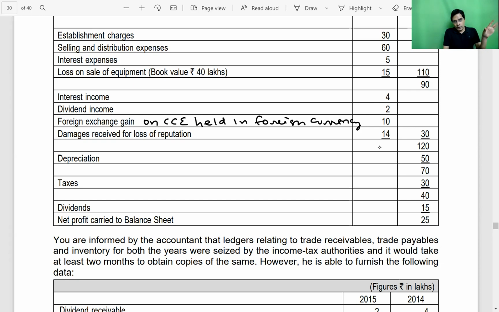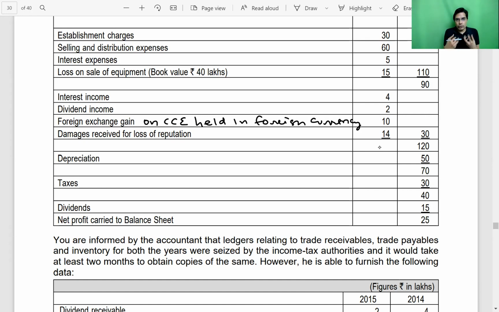So we have to restate the cash held in foreign currency to the year end rate of exchange. And due to that restatement, if any gain or loss happens, that is called forex gain or loss, which comes in the P&L account. And in the balance sheet, the restated revised figure of cash appears.